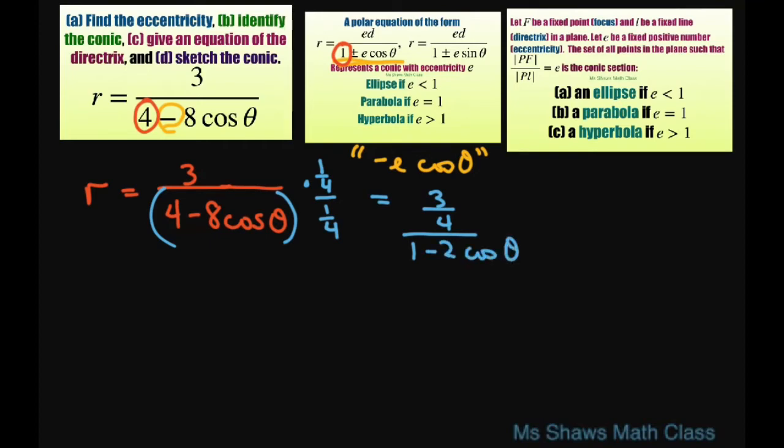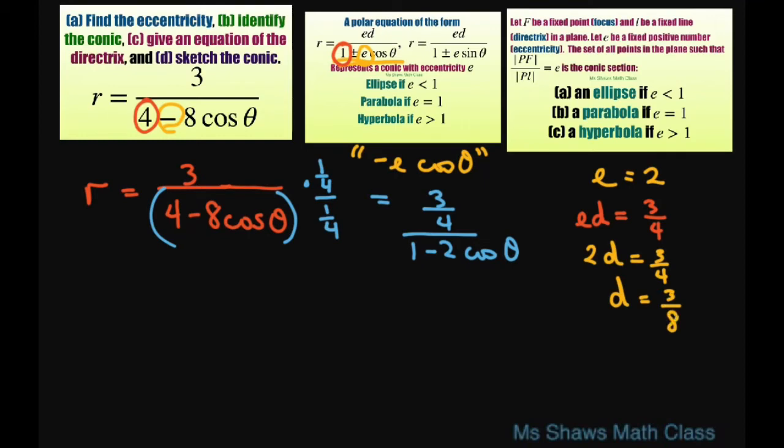Now we can clearly see what our e is. Our e equals 2. Now we have ed equal 3/4. So if you substitute in your 2, you're going to get 2d equals 3/4. If you multiply through by 1/2, your d is going to equal 3/8.